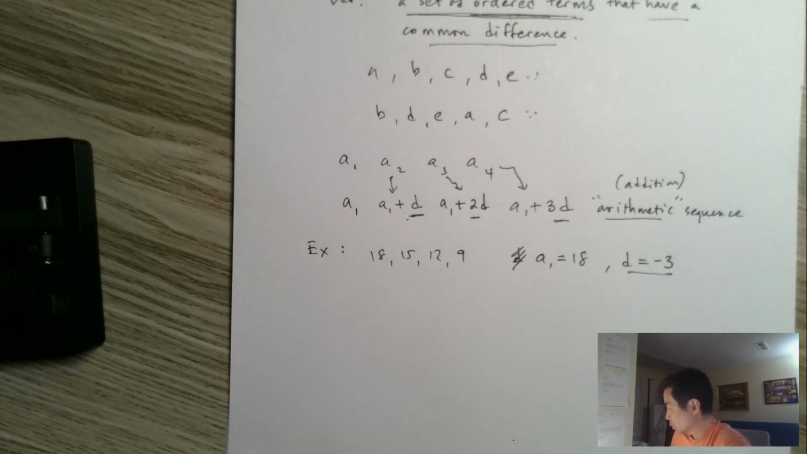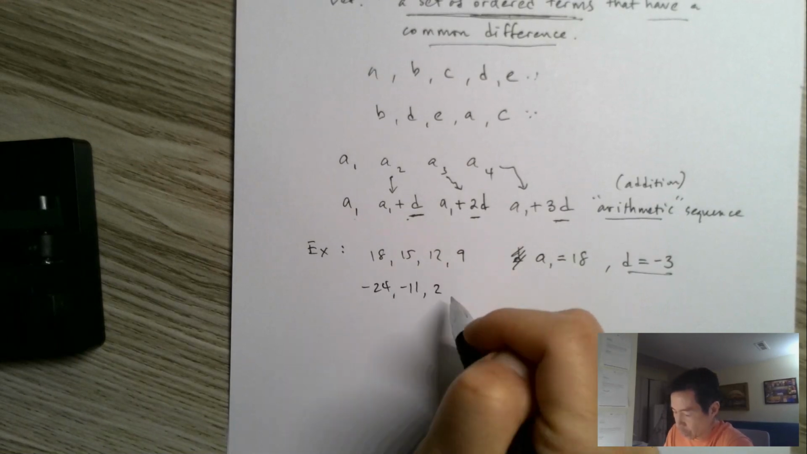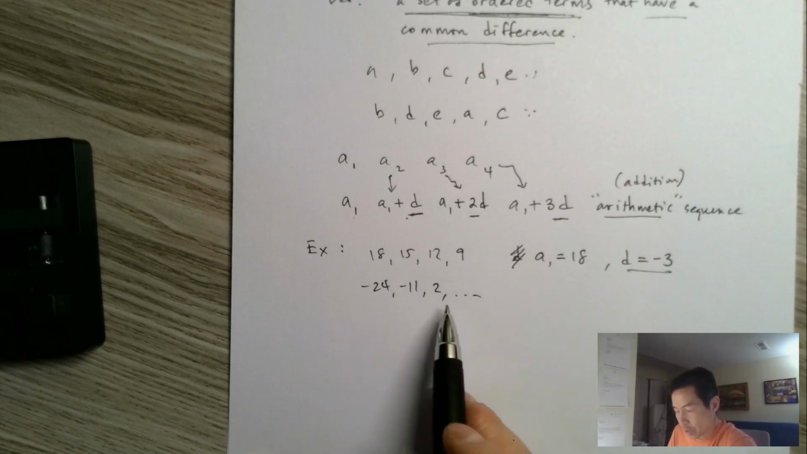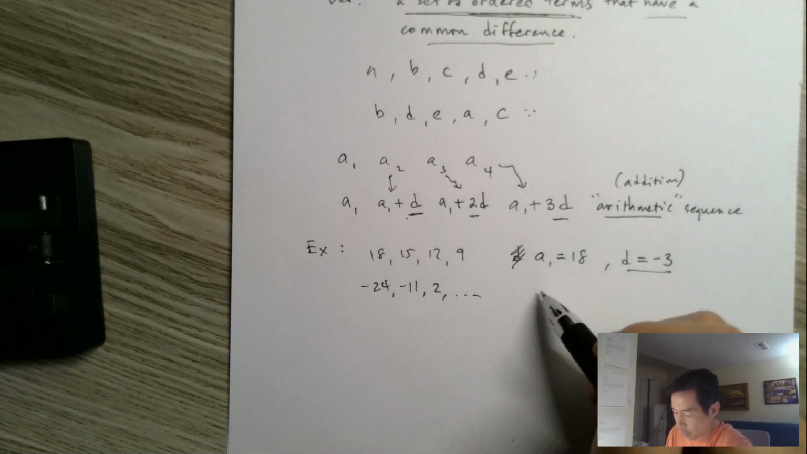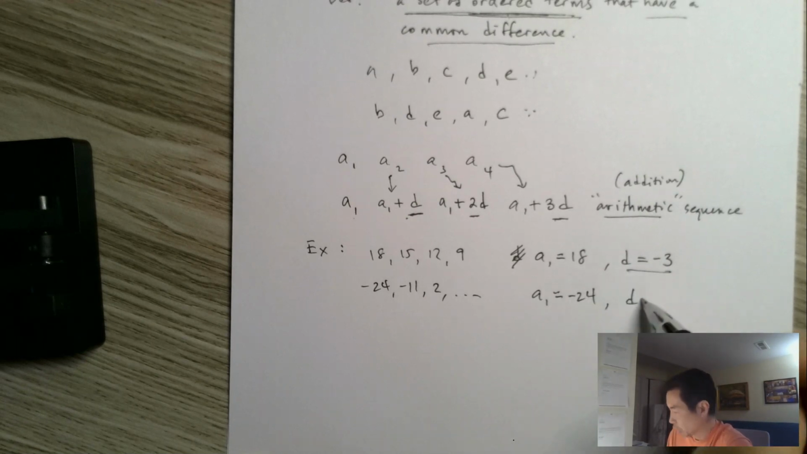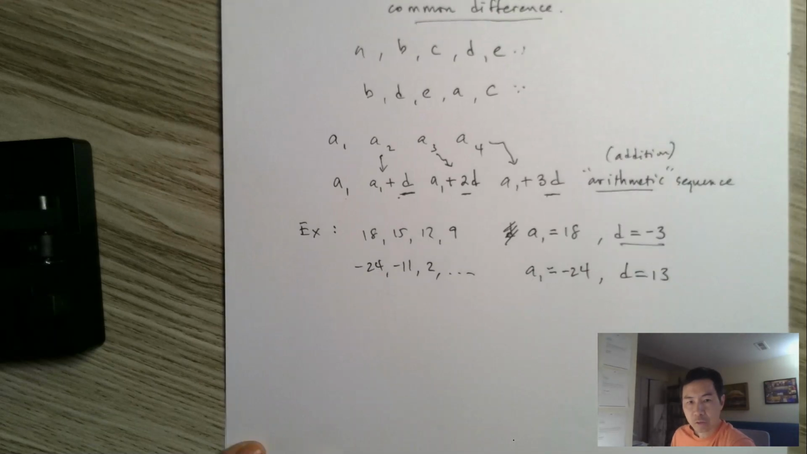Another example, -24, -11, 2, and so on. So these values are getting bigger, so I'm adding a positive number. My A sub 1 is -24, and my D value is 13. Okay, so there's a couple examples.